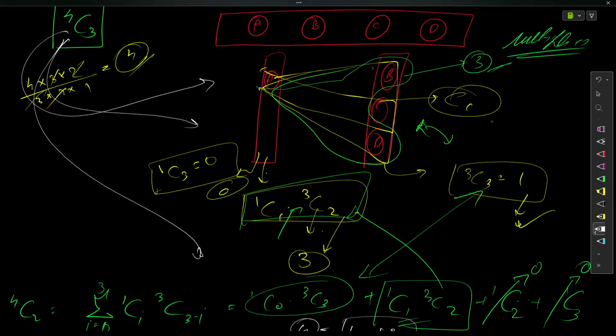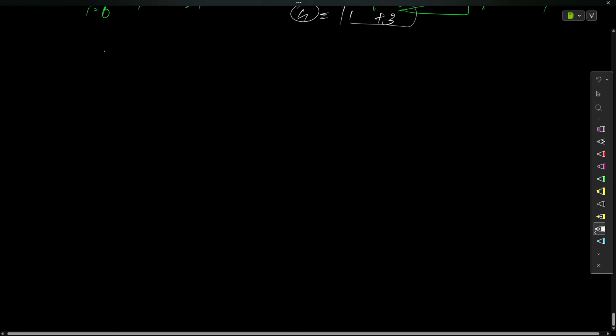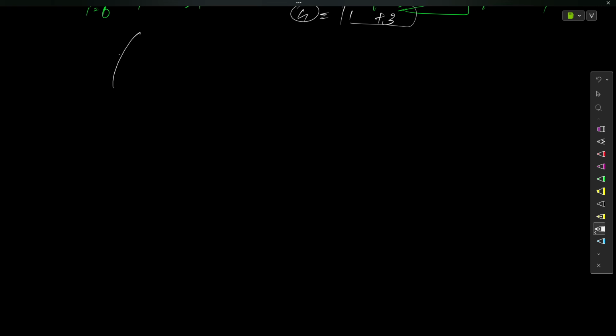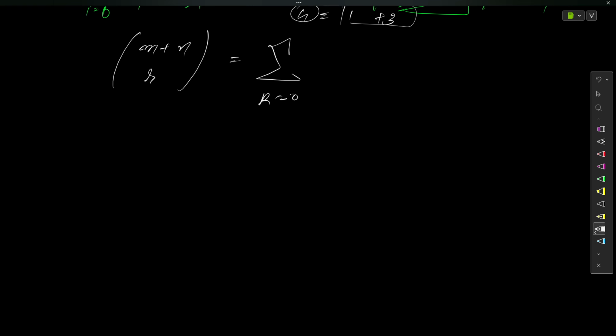And overall, this is how Vandermonde's identity converts huge problems into a very easy form. So overall, the idea behind Vandermonde's identity is very unique. (m plus n) choose r is equivalent to the summation of k from 0 to r of (m choose k) times (n choose r minus k).